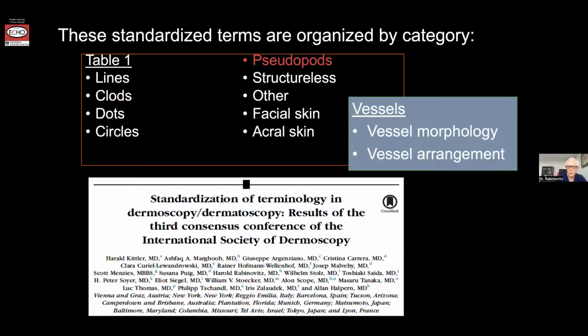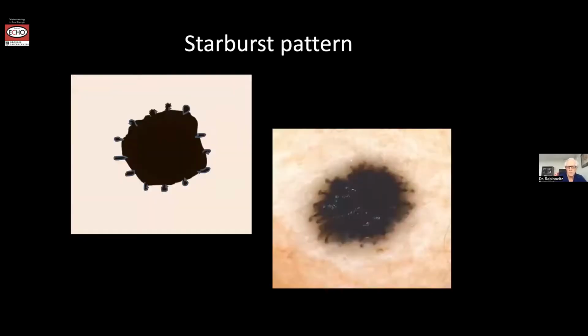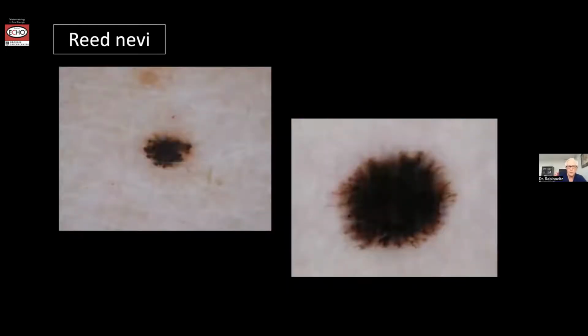We have what are called pseudopods, the starburst pattern or pseudopods. They're bulbous and often kinked projections at the lesion edge, directly associated with a network or solid tumor border. The peripheral pseudopods or streaks are located around the entire periphery with a Spitz nevus. So here we see these pseudopods symmetrical at the periphery. Anytime you see symmetry of pattern, it's more suggestive of a benign lesion. This has been called the starburst pattern. More examples of the starburst pattern.